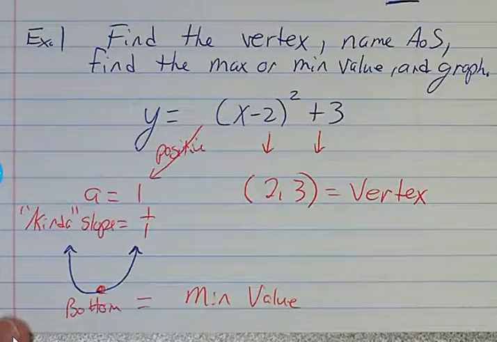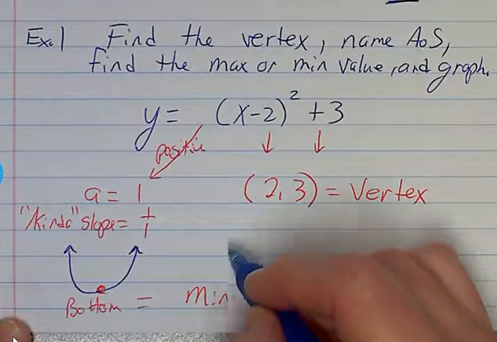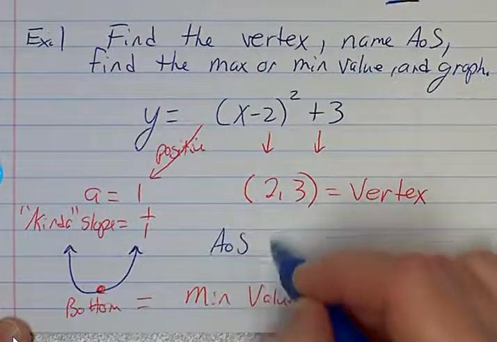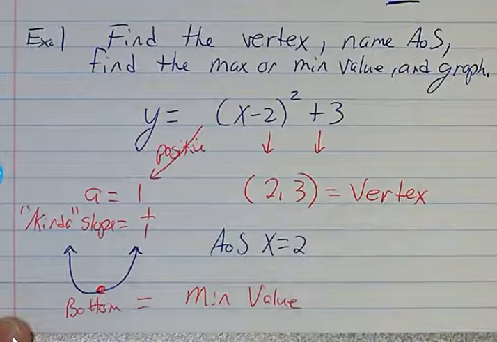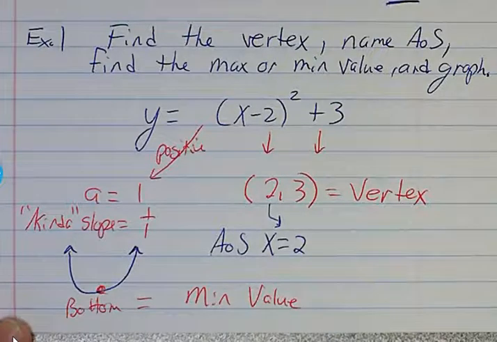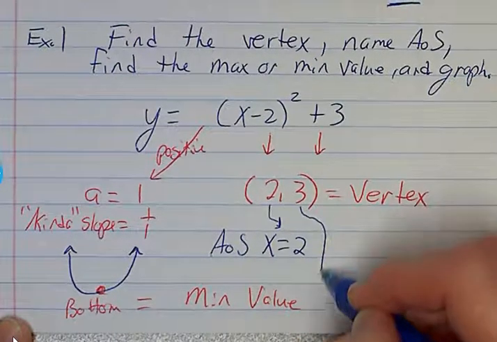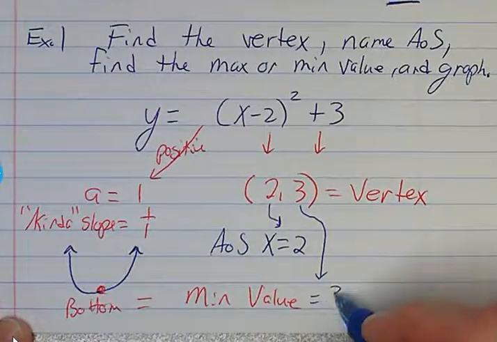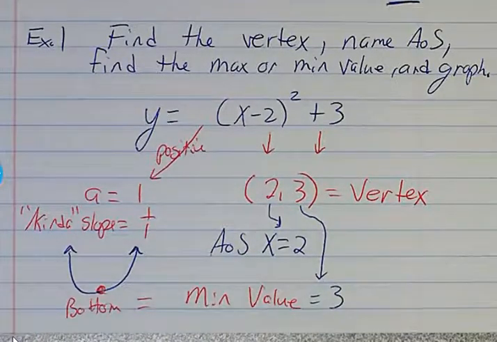Now, here's again where we take all the numbers and make everything work out. The x value, that's your axis of symmetry. So you just tell me what the x value is, that's x equals 2. The other number, that's just your max or min value, so that would be a min value of 3.